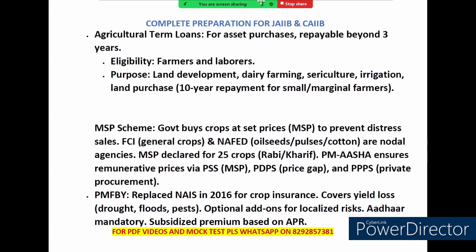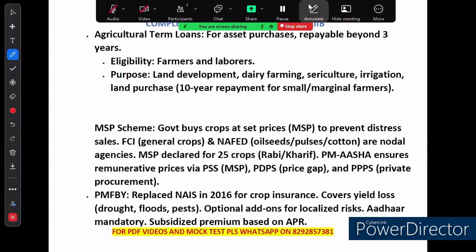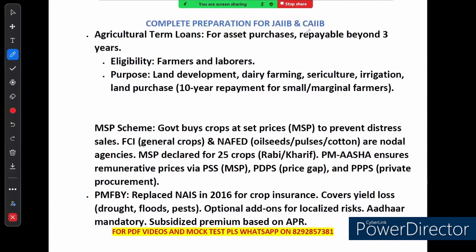Now, agriculture term loans. These are loans that farmers can take for long-term projects like buying equipment, developing land, or starting activities like dairy farming or irrigation. These loans can be repaid over more than 3 years. Who is eligible? Farmers and farm labor are eligible. What is this for? Things like land development, dairy farming, sericulture, irrigation, and even land purchase.